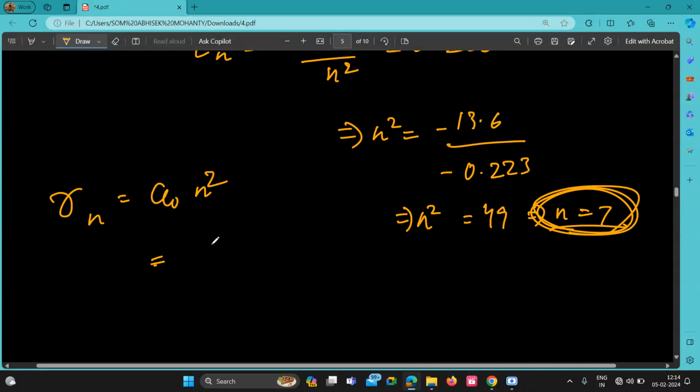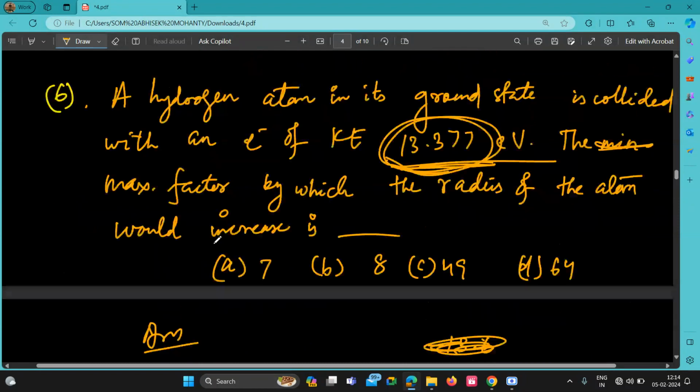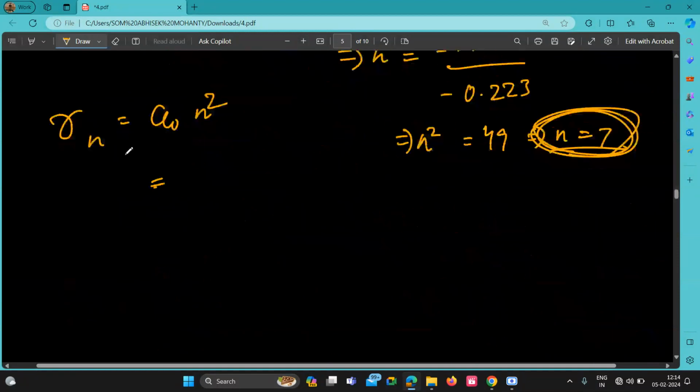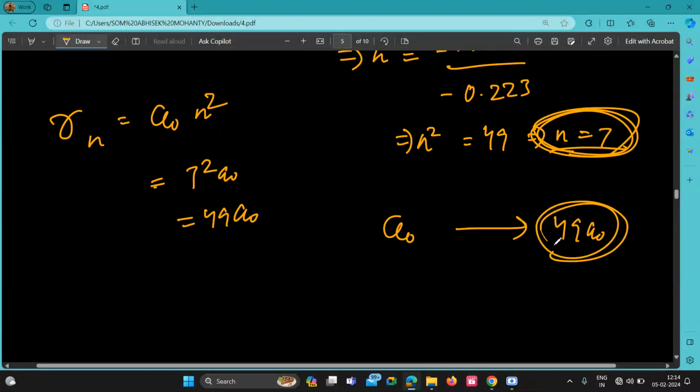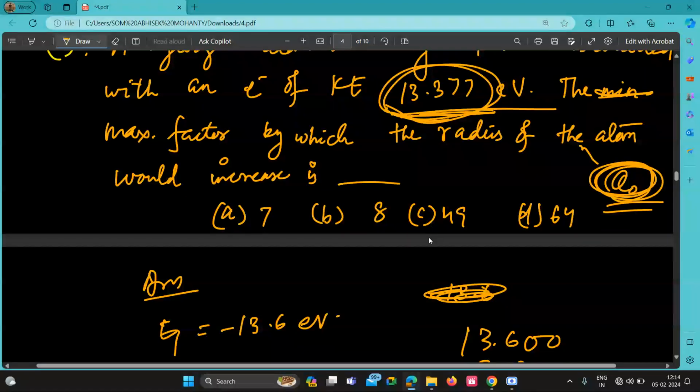The question is by what maximum factor the radius of the atom would increase. At the ground state, the radius of the atom was A naught, the Bohr radius. So how much has it increased? This is 7 square A naught, which is 49 A naught. It was A naught, and now it is 49 A naught. So it has increased 49 times. Got it? This is the answer.